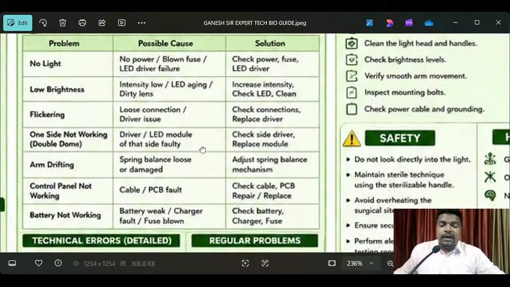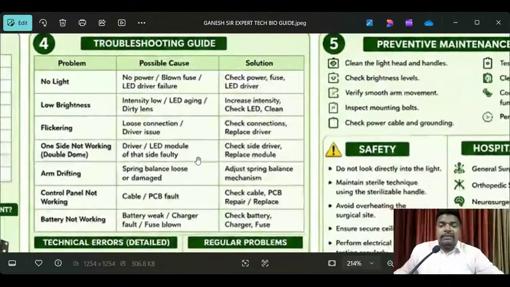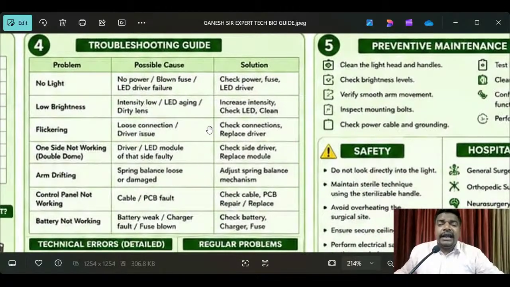As a biomedical engineer, listen carefully now. I want to give you the troubleshooting guide. In every live session, in every video, troubleshooting means what? Problem, cause, and solution. Is my voice clear? Now the troubleshooting guide of the OT light. Problem: no light. Whenever you get a complaint from the hospital technician, they will give the complaint in this way.